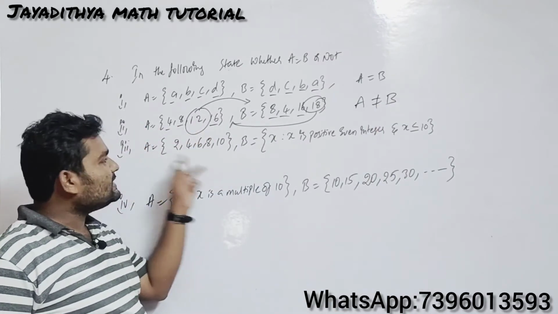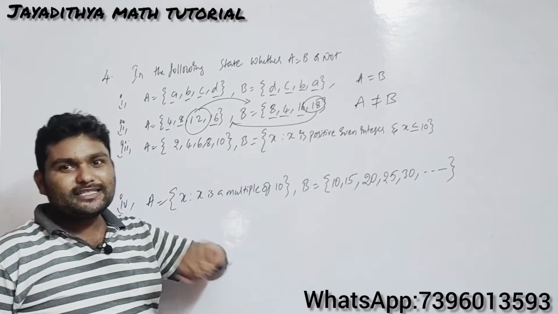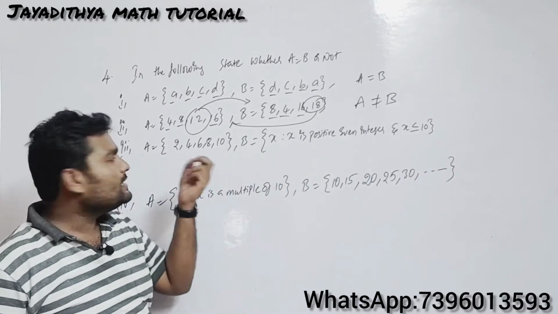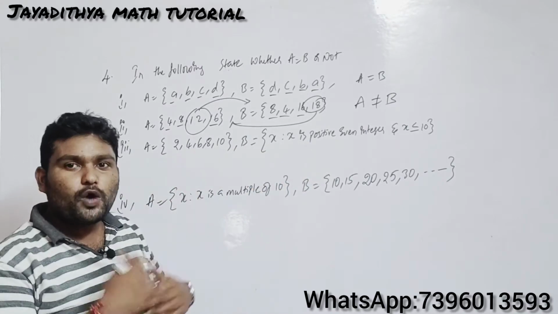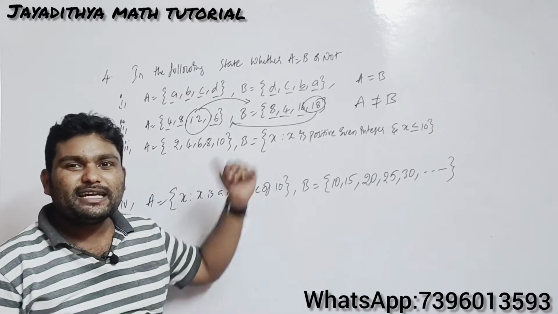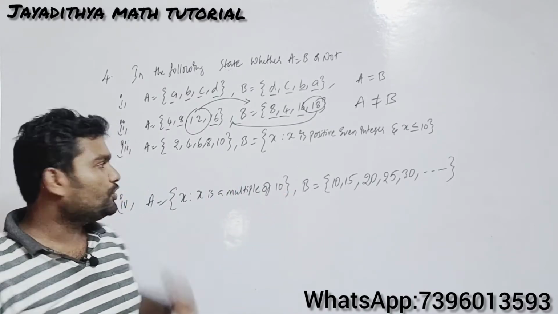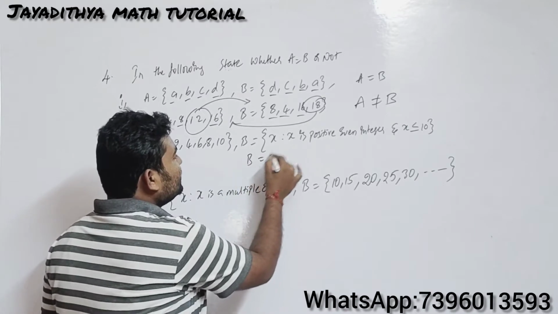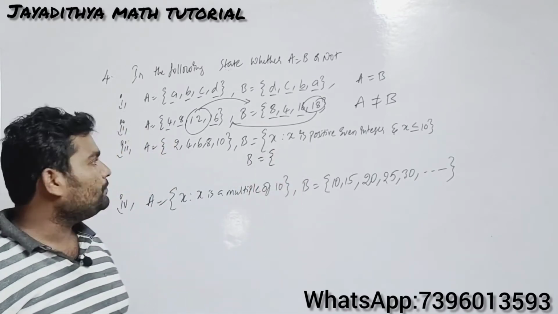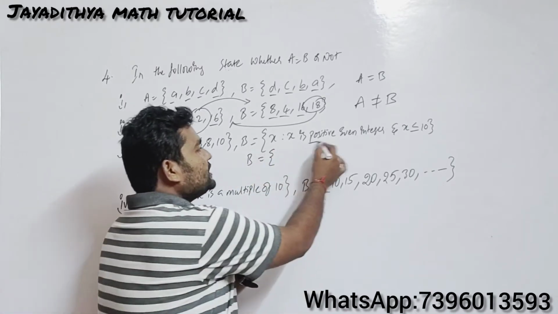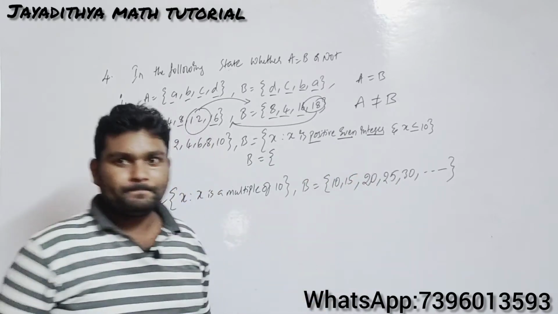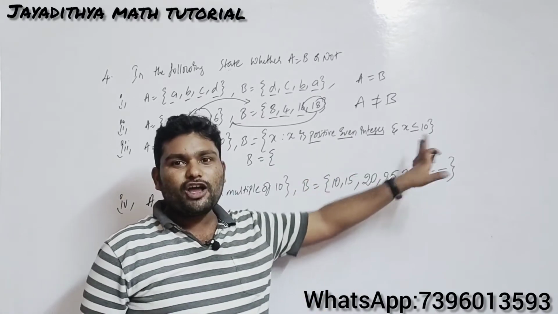Okay, let us go for the next one. Here the set A is in roster form and B is in set builder form, so it will be somewhat difficult to compare like this. So what we'll be doing is converting the set B into roster form. Let us see what happens here. What will our set B be now? X such that X is a positive even integer, and X is less than or equal to 10.